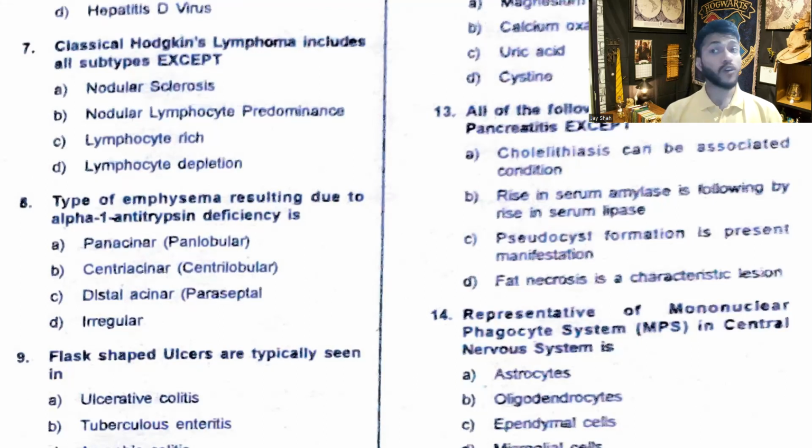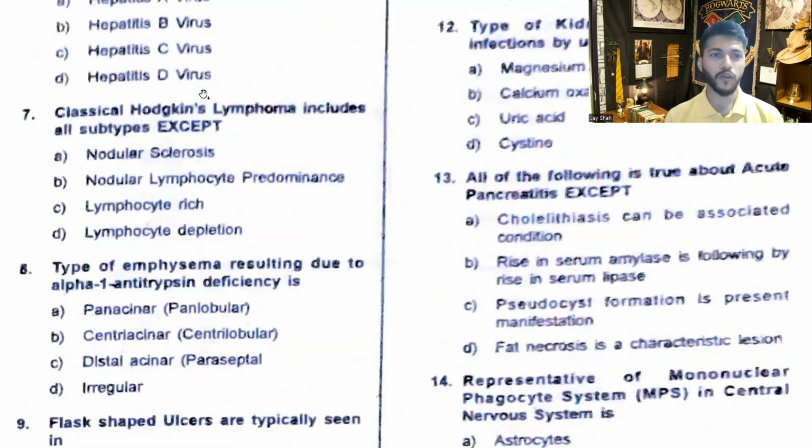Classical Hodgkin's lymphoma. Hodgkin's is again a very important topic. You cannot afford to miss it. Since it was not asked in your paper 1, I think it might be asked in paper 2. So you have classical Hodgkin's and you have non-classical Hodgkin's. Classical Hodgkin's: lymphocyte rich, lymphocyte depleted, mixed cellularity and nodular sclerosis. Nodular sclerosis has the best prognosis. And then you have non-classical Hodgkin's, which is lymphocyte predominant. And which is the cell you will typically see? It is your popcorn cells. So popcorn cells are seen in lymphocyte predominant.